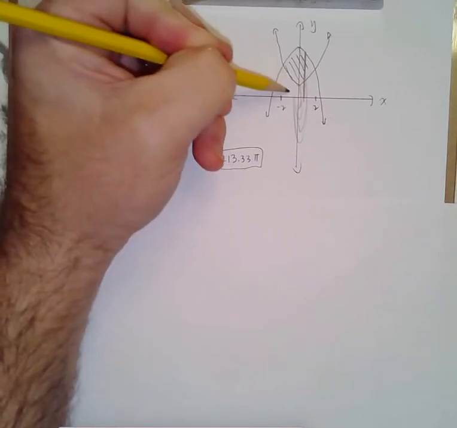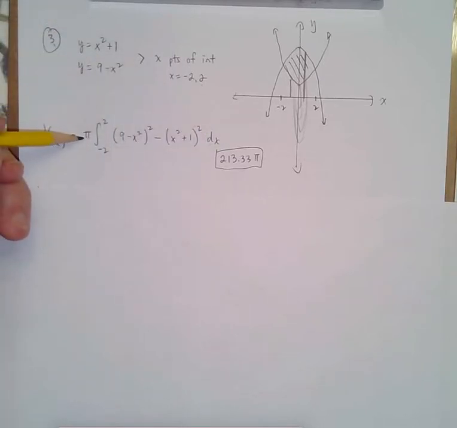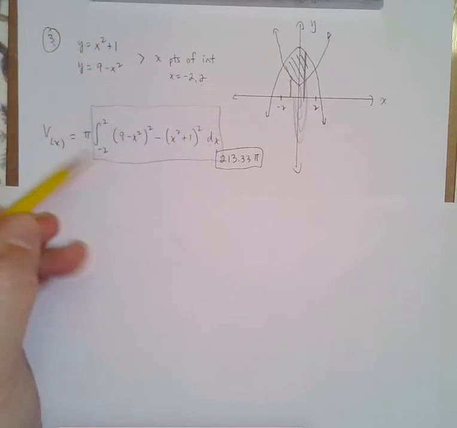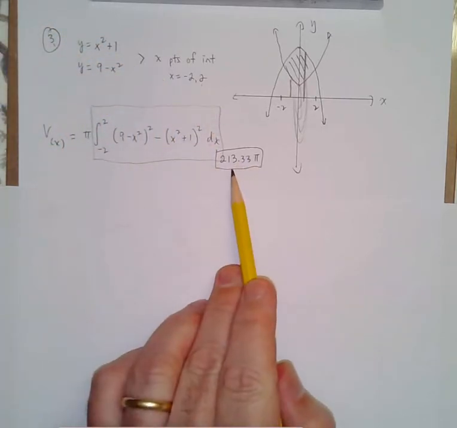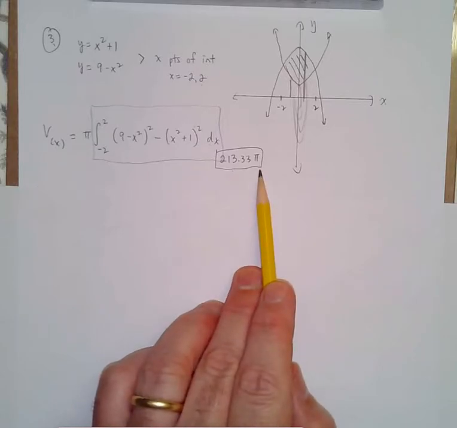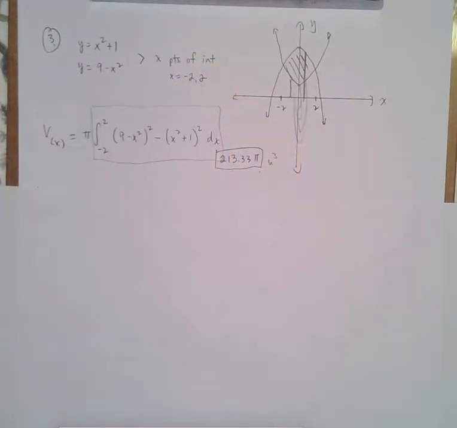Your outer is the distance to the outer, which is 9 minus x squared squared, and your inner is x squared plus 1 squared dx. Keep the pi outside, type this into your calculator, and then put the pi at the end, and that should give you 213.33 pi. Cubic units. We'll just assume all volume is cubic units.